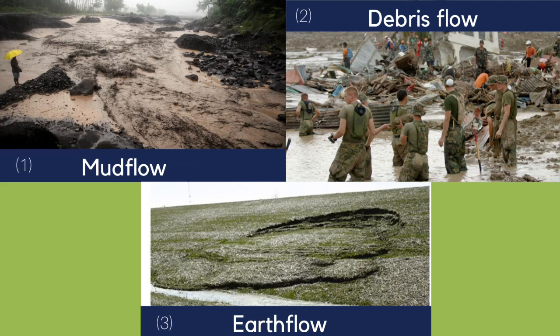The next picture is the 2006 Guinsaugon landslide in Southern Leyte, an example of a debris flow. This is when the mud, during its movement, picks up trees, rocks, debris, etc. And the third picture, lastly, is the earth flow, which usually forms on hillsides in humid regions. It oozes slowly during or after heavy rainfall.